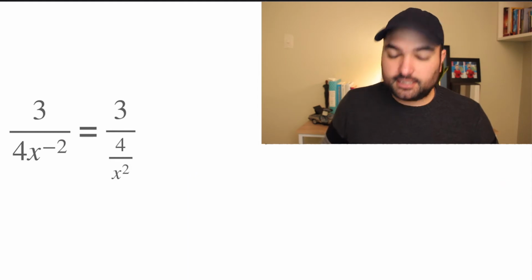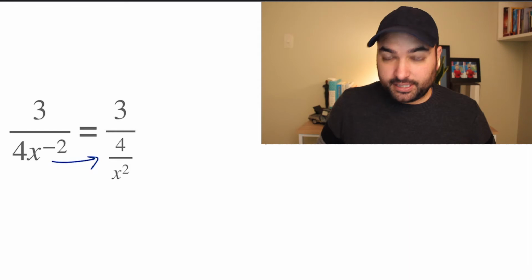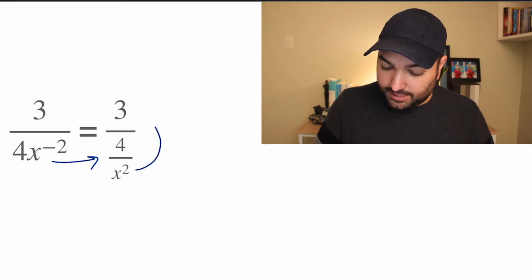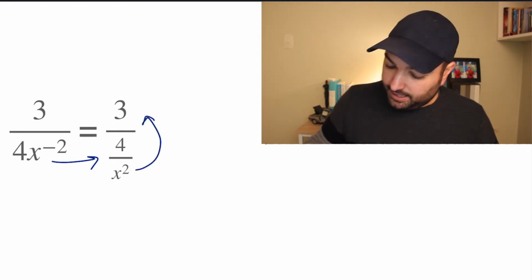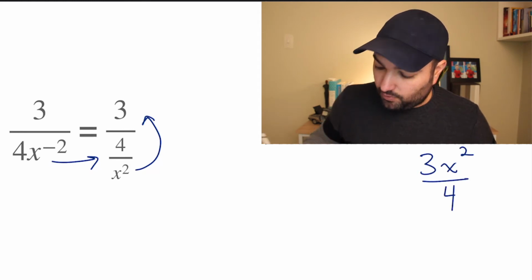So here we go again, another example. Now this can be converted into something that looks like this. We're going to leave that 4 alone, and we're going to take that and multiply the top number by that. And so what my answer should be in the end is 3x squared over 4.